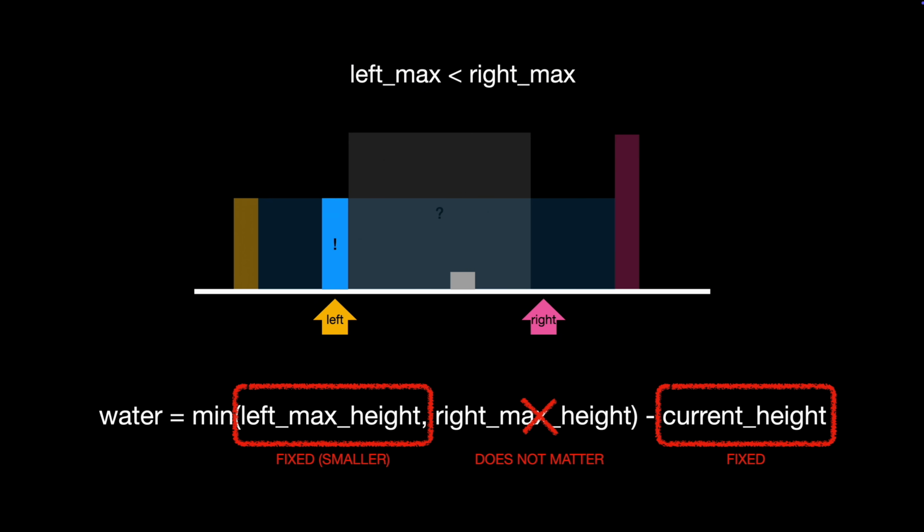Since we take the min of left max and right max, to compute the water level, only the smaller value matters. It doesn't matter whether the larger value is 100 or even 1000. As long as we know the smaller one, the trapped water level is determined. So once you understand this principle, this two-pointer method becomes very straightforward. Now, let's go back to our example.